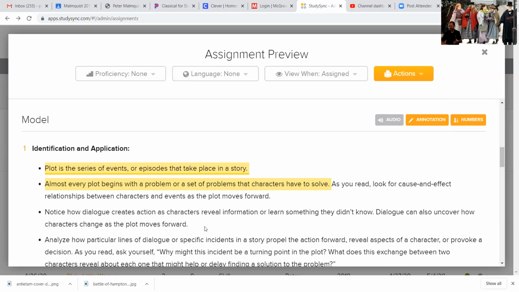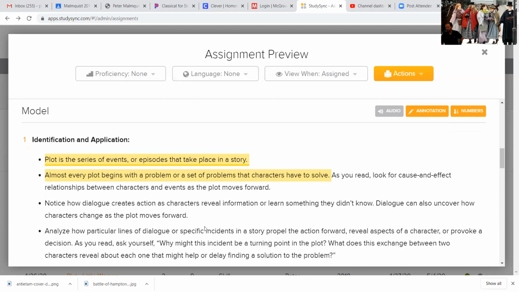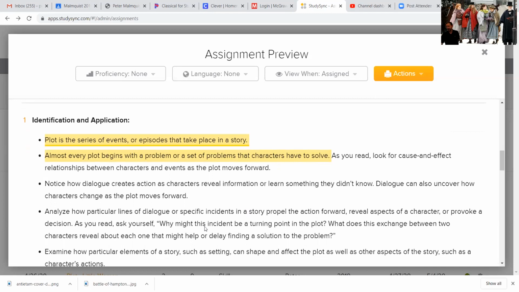So everything kind of connects together, okay? So as you go forward, pay attention to that cause and effect. It's going to be a little bit harder in our Little Women story because it's just an excerpt. So still try your best, though, to pay attention to that cause and effect.